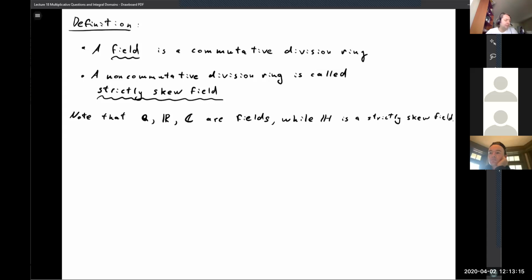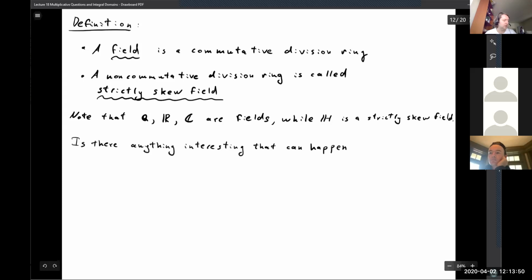So this brings us to the next question. Is there anything interesting that can happen when R is a unital ring which is not a division ring?